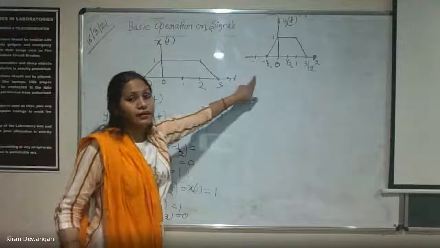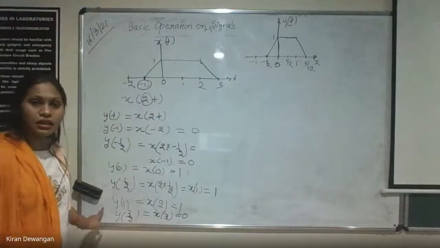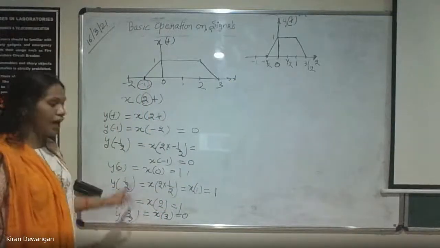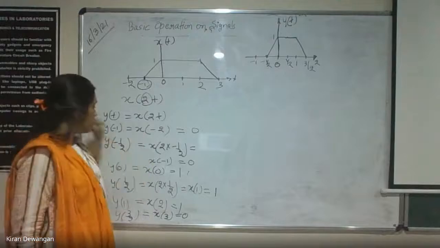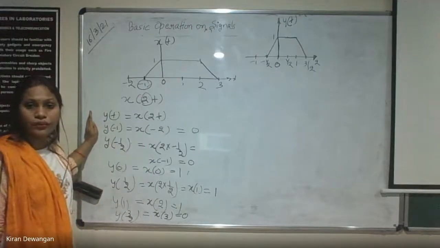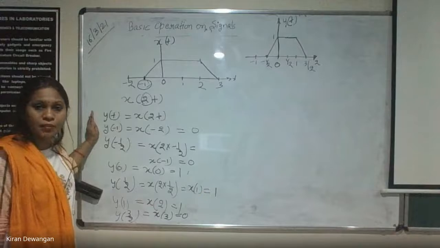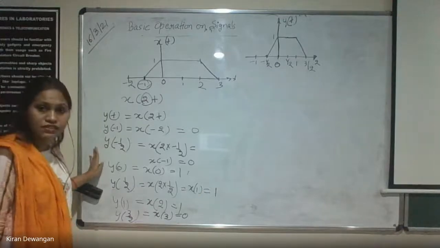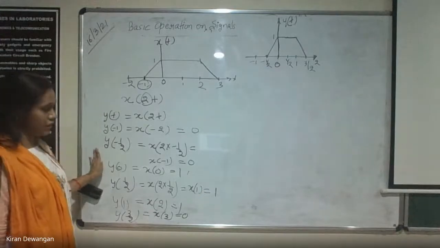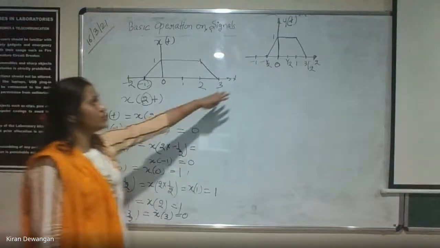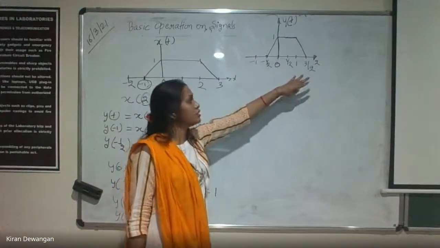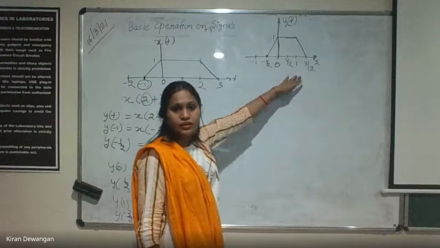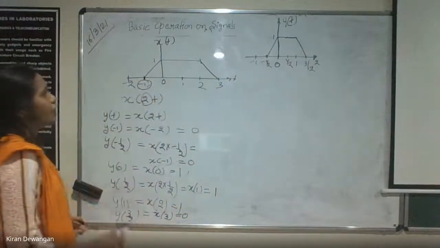Is this clear? The plot is clear. How we have got the values, is that clear or not? The steps, are they clear or not? Everyone is clear with the steps? How we are getting these values? This is very important. If you do this, you will easily get this plot. So this is how it is plotted.